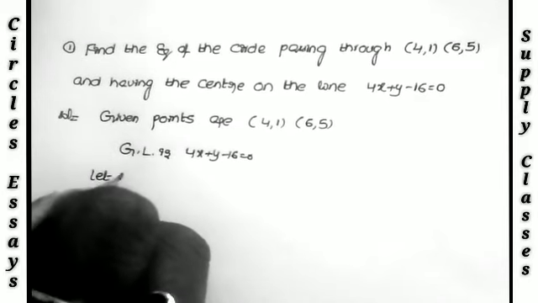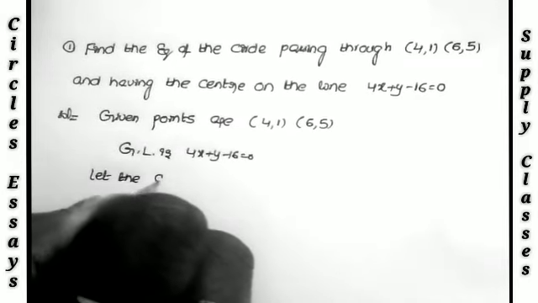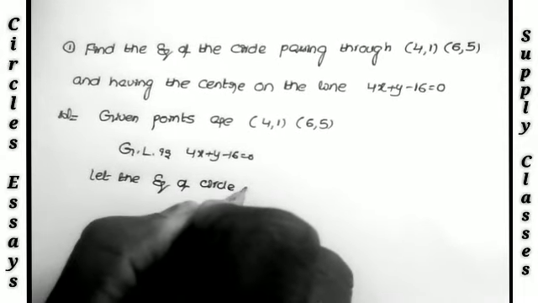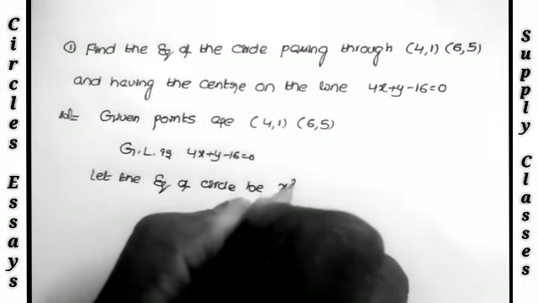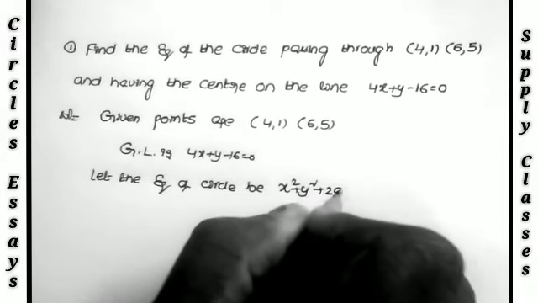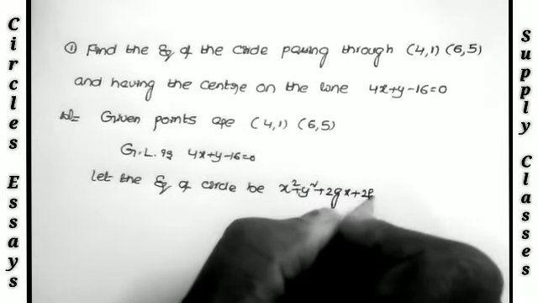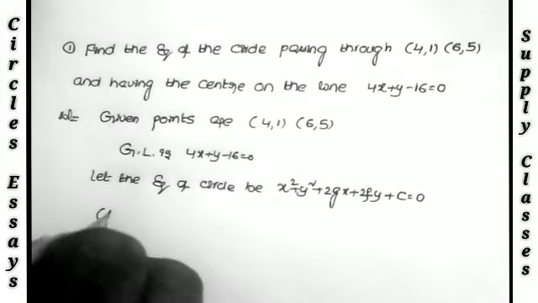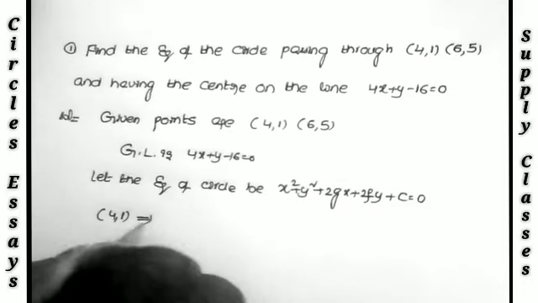So to find the equation of the circle, first we take the equation of the circle in the standard form. So let the equation of the circle be, I take the standard form here. What is the standard form equation? x² + y² + 2gx + 2fy + c = 0. Now how to find the circle equation? Already 2 points are given here. So substituting the 2 points in the circle equation.